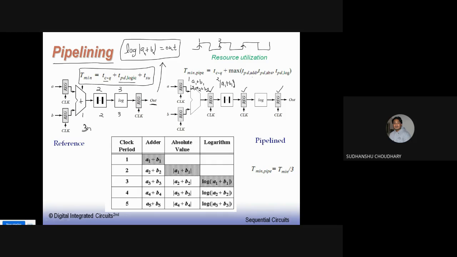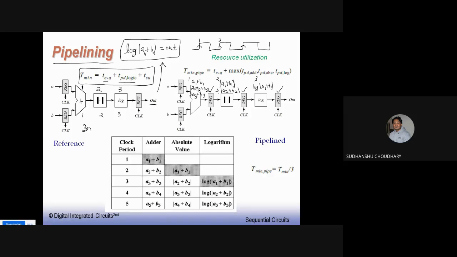Now in the third clock cycle, we will perform log of mod of A1 plus B1, and in the third clock cycle itself, you will see that the output is available. The first set of data is completed. Also in the third clock cycle, here you will perform mod of A2 plus B2. And in the first block, which was sitting idle, we'll perform A3 plus B3 in the third clock cycle. And so on.